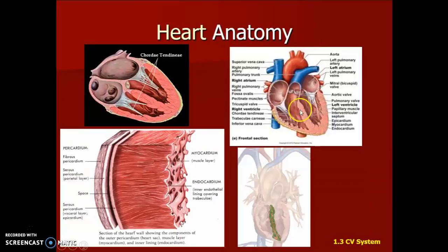There are also two other types of valve, which are the pulmonary and aortic, which basically open up under the contraction of the heart and allow the blood to move and be taken to the lungs and the other parts of the body.